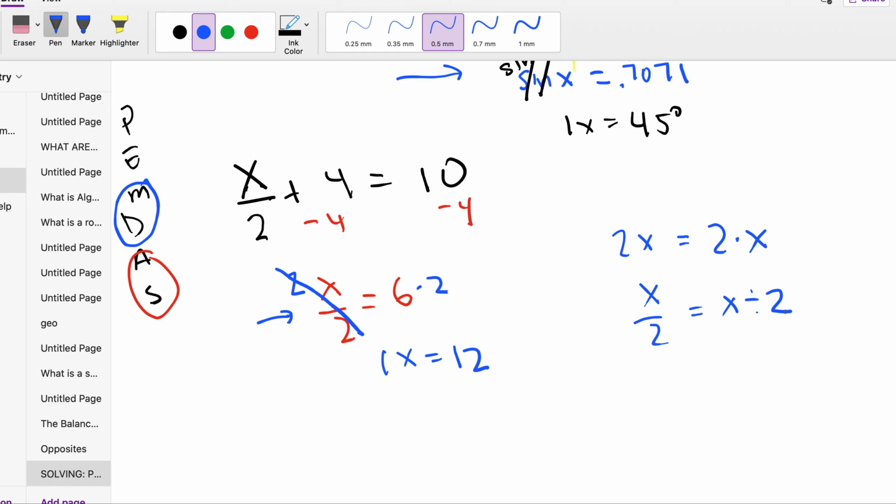Hopefully this helps refresh your memory or helps you understand there's a balance to things. We're following a particular order and you're doing the opposites. Opposite of plus, opposite of multiply, opposite of an exponent.